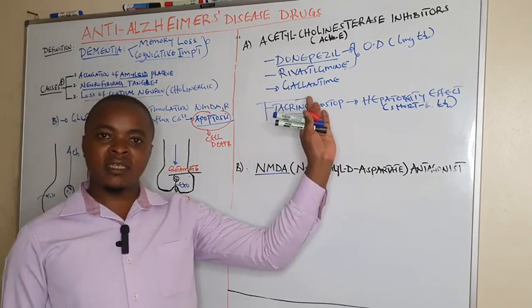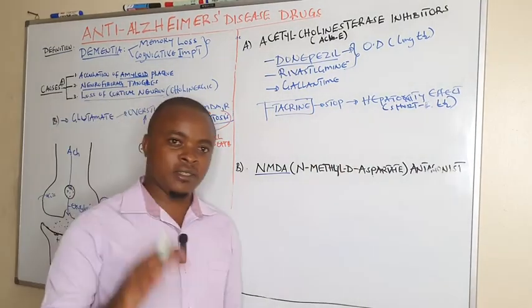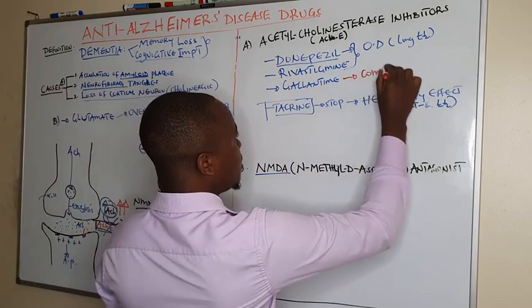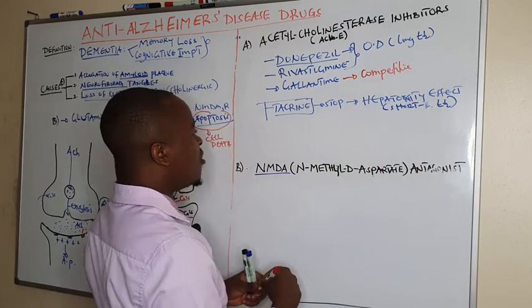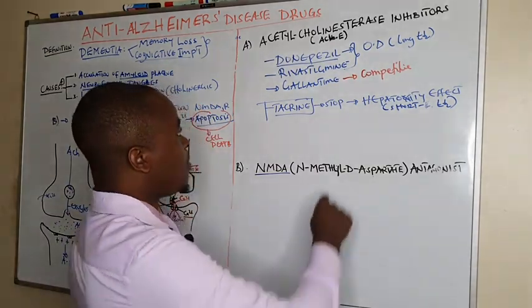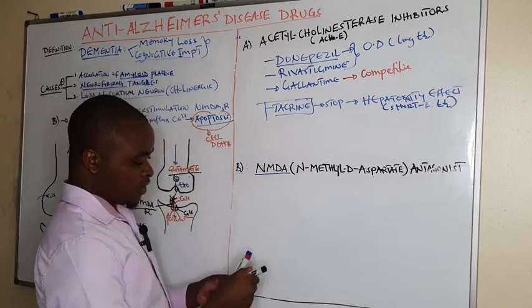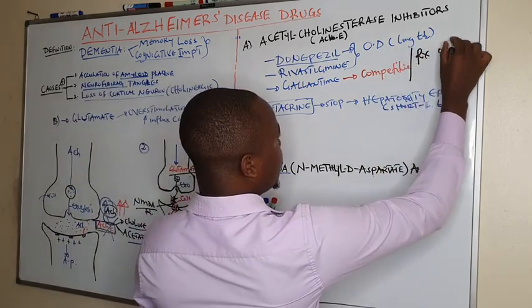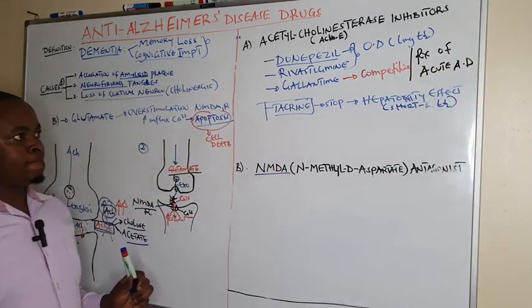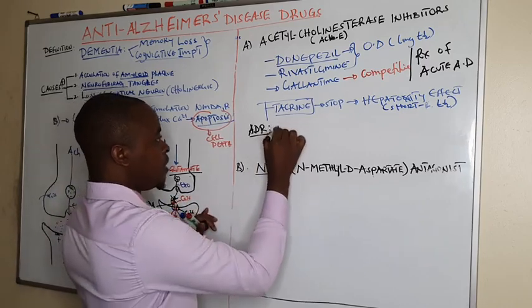So these drugs do not treat the disease, but they reduce the signs and symptoms of Alzheimer's disease. Then galantamine is the only drug that binds competitively. It is a competitive inhibitor of acetylcholinesterase, whereas these ones are uncompetitive. So it is very important to know that. That is galantamine. And these drugs are used in the treatment of acute Alzheimer's disease.